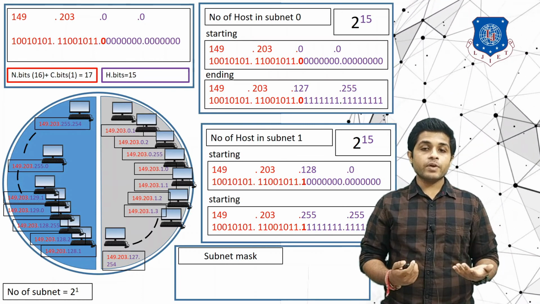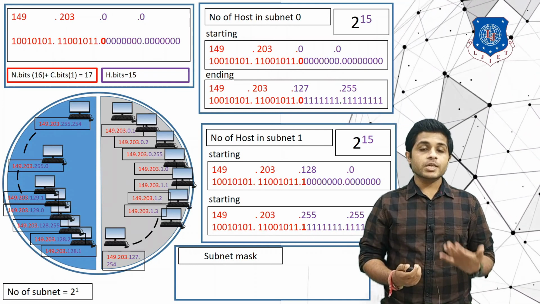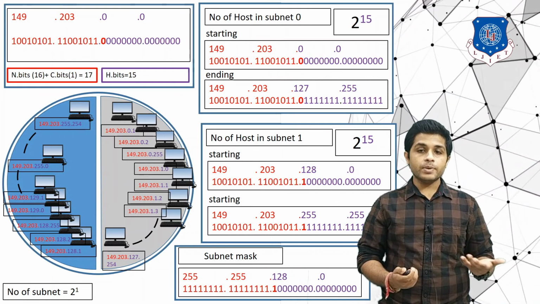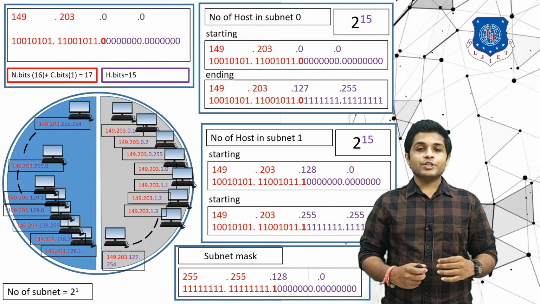Now I want to find the value of the subnet mask. To find the subnet mask, we will set all the network bits to 1 and the host bits to 0. And you will get 255.255.128.0.